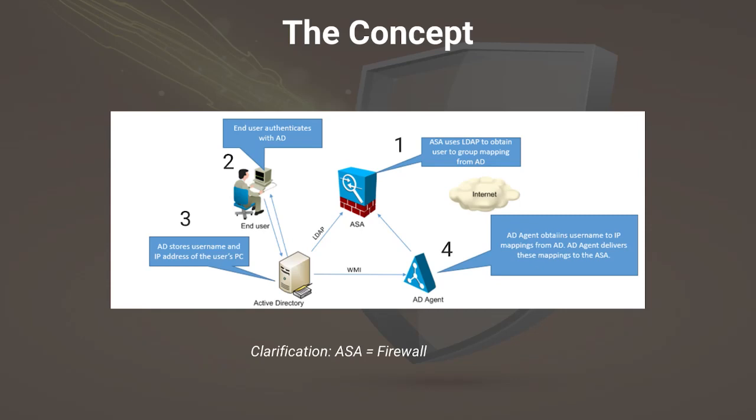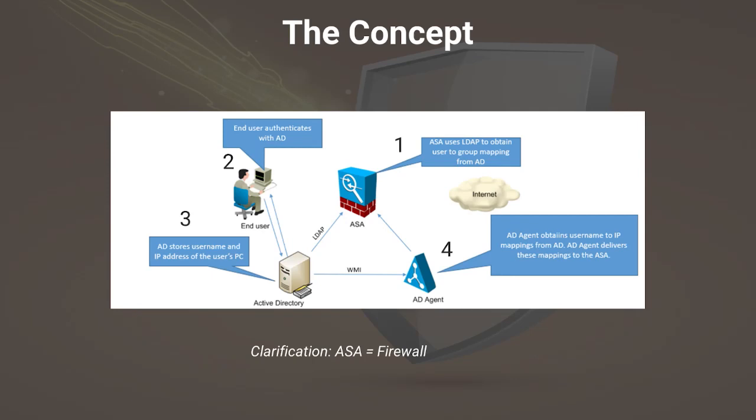Okay, so what happens next is that the end user authenticates with the Active Directory, and upon the authentication, the Active Directory logs the information about the current user IP address and the username into its security event log. And the AD agent software is subscribed to this information, so it pulls it periodically to get the usernames and their current IP addresses. It uploads this information to the firewall.